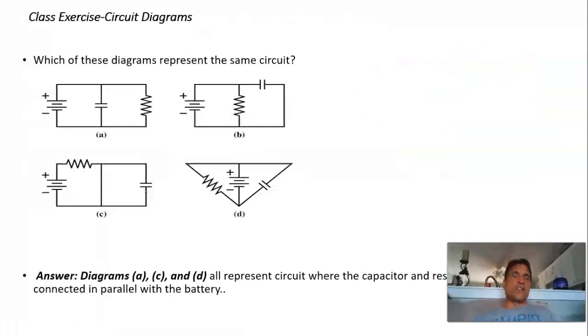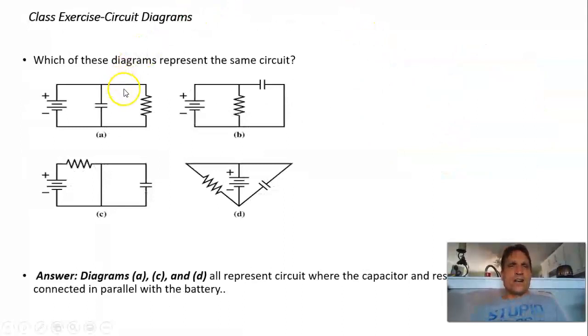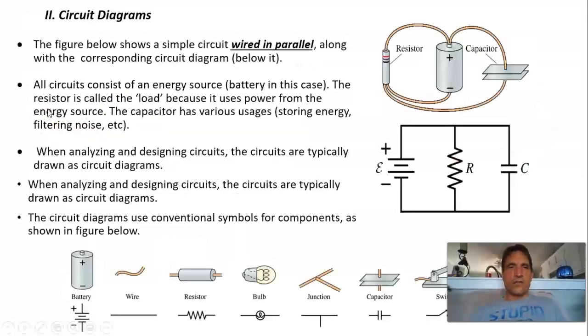So let's do another example here. The question is, which of these diagrams represent the same circuit? In other words, which ones are actually the same physical circuit but drawn just a little differently? Okay, so let's look at this. This left circuit is just what you had back here. You have a battery, and the battery is connected to a resistor and to a capacitor, and they're in parallel.